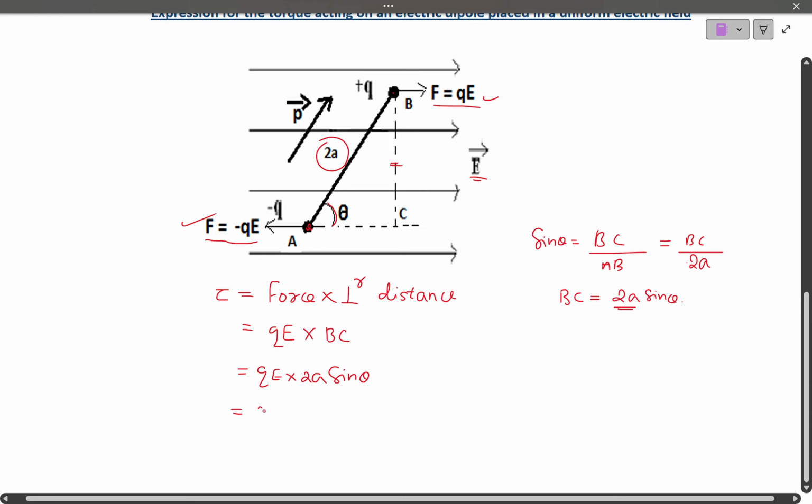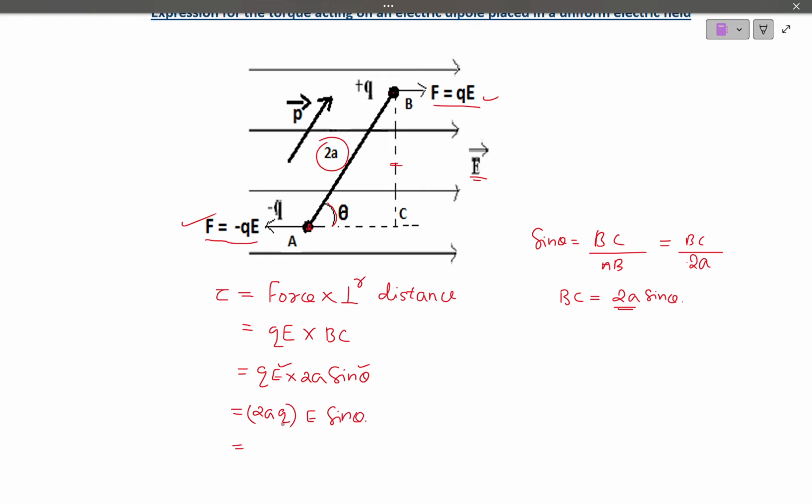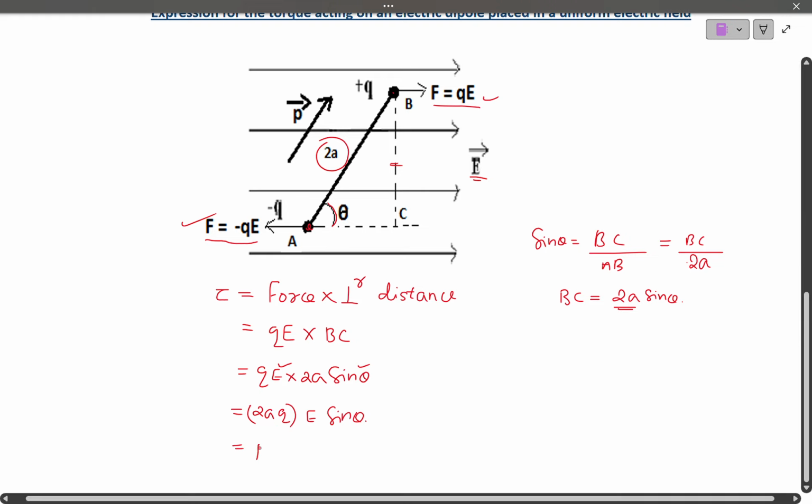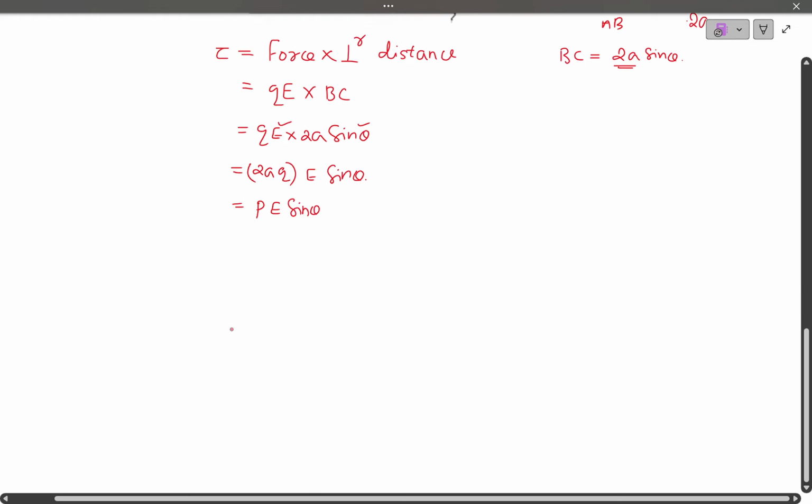Let's rearrange this. Let me write 2A first, 2A and this Q next. What is remaining? Electric field and sine theta, so E sine theta. So 2AQ, that is a product of separation of charges and magnitude of one of the charges, represents the dipole moment. So let's write P instead of 2AQ, then the remaining terms: P E sine theta. So tau is equal to P E sine theta.